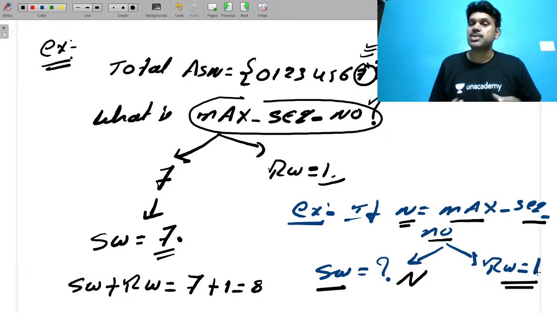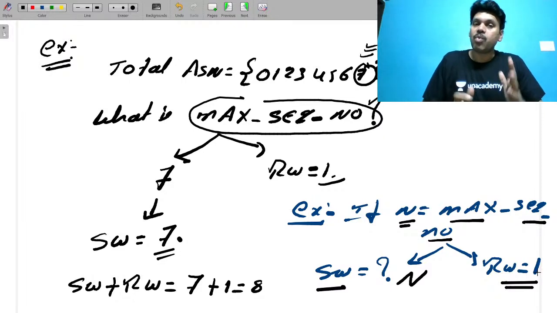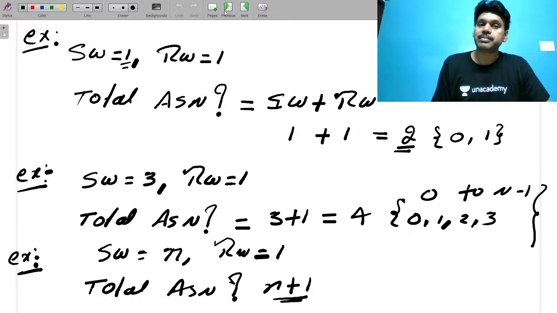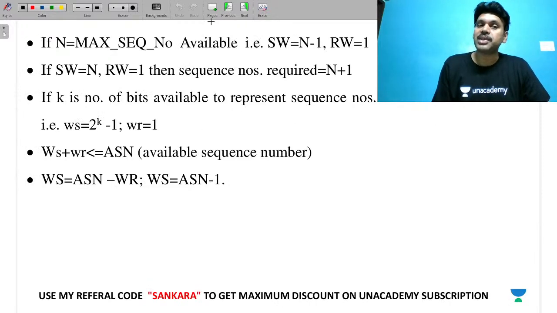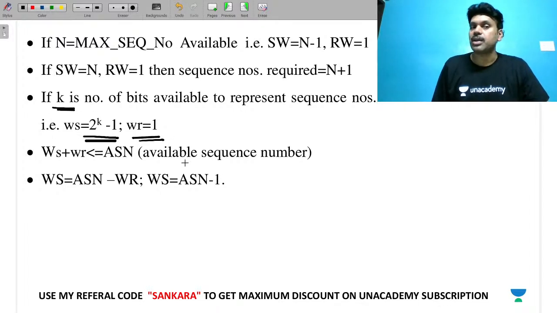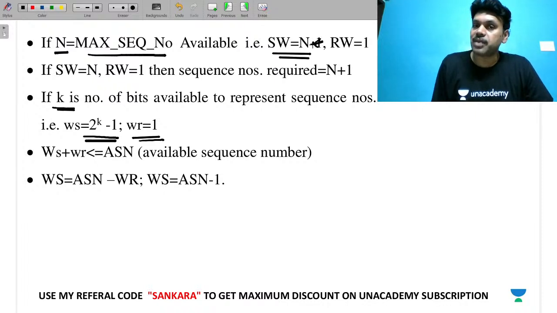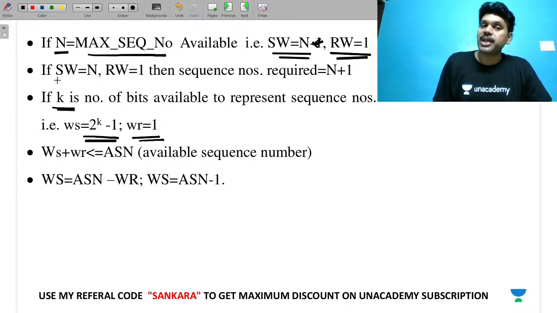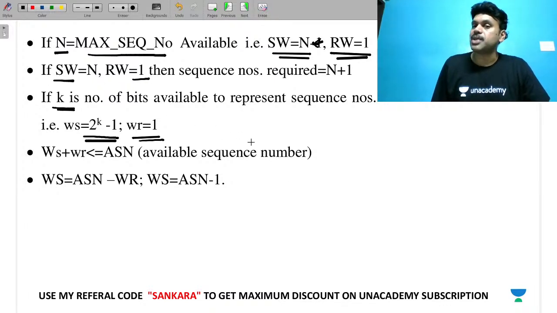Please observe, my dear friends, three different examples I have given. One is, if I give you an n-bit sequence number, then how to calculate the window size? Like this: 2 power n minus 1, and receiver window size is 1. If n is equal to maximum sequence number, your sender window size is equal to n and your receiver window size is equal to 1. If sender window size is 1 and receiver window size is 1, your total sequence numbers are SW plus RW, which is n plus 1.